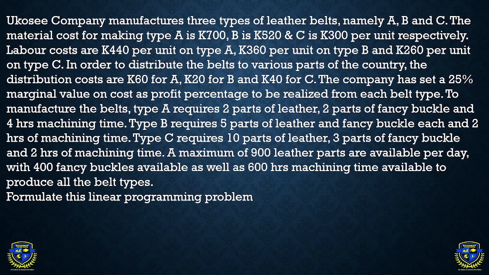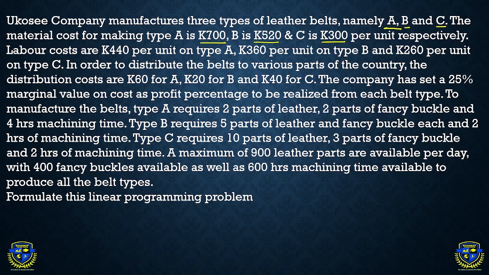In our tutorial today, we're going to look at the question that is on the screen, which is coming from a linear programming problem. And the question reads, Ukose company manufactures 3 types of leather belts, namely A, B, and C. The material cost for making type A is 700 kwacha, B is 520, and C is 300 kwacha per unit respectively.